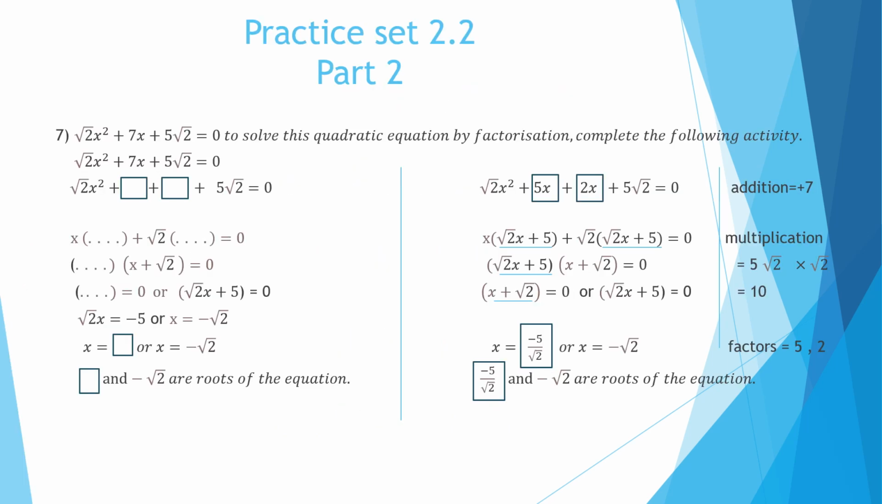Practice set 2.2 part 2. Question 7. Root 2x square plus 7x plus 5 root 2 is equal to 0. To solve this quadratic equation by factorization, complete the following activity.